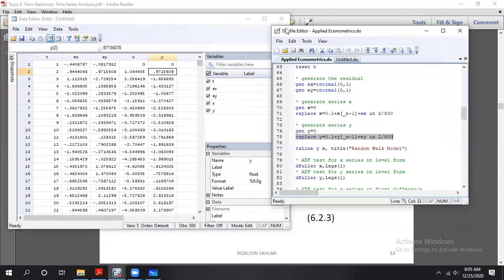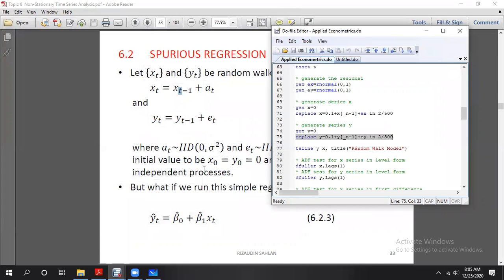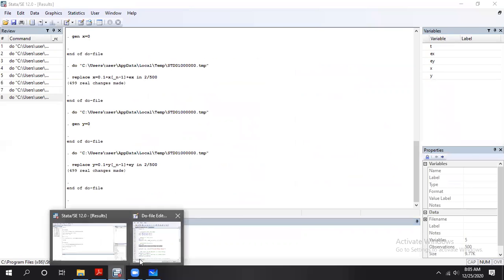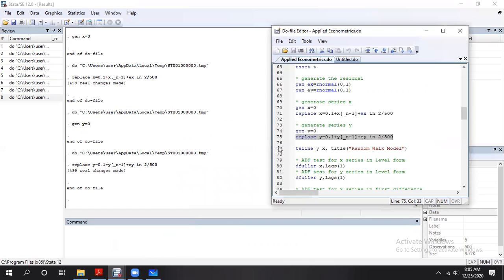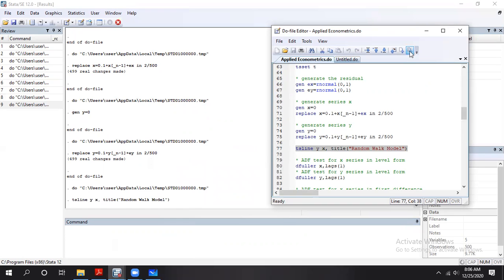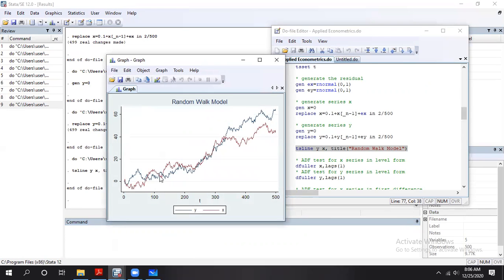Let's look at the graph of these 2 series. With tsline y x, we can get something like this. Now we have 2 random walk models for the y and the x, and please remember that this y and x are independent. There is no correlation between the x and y.